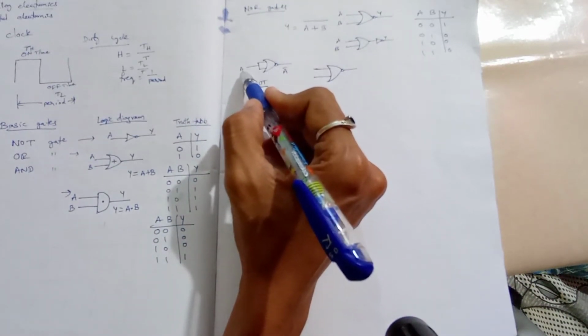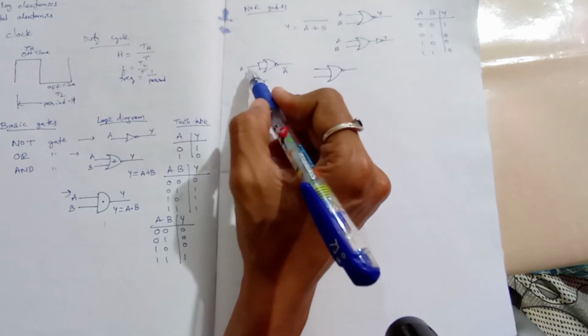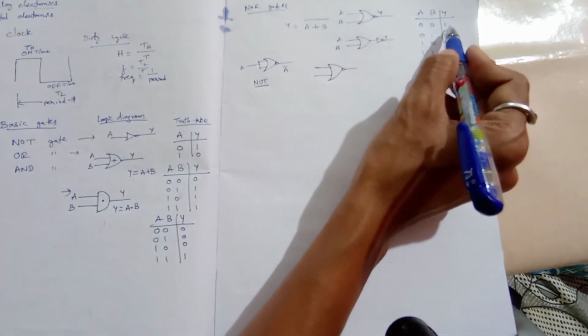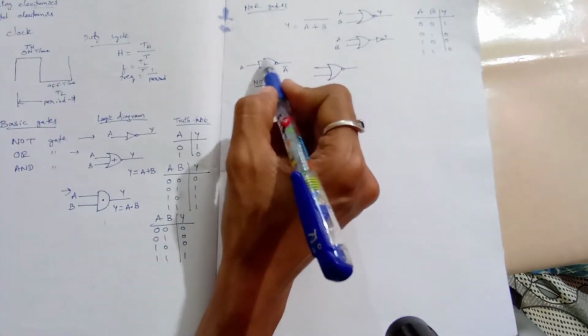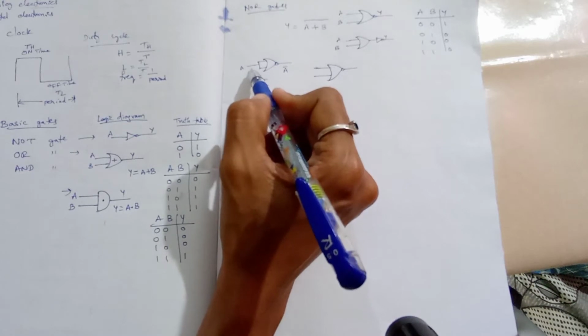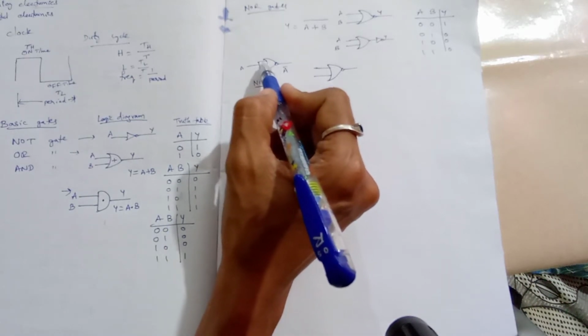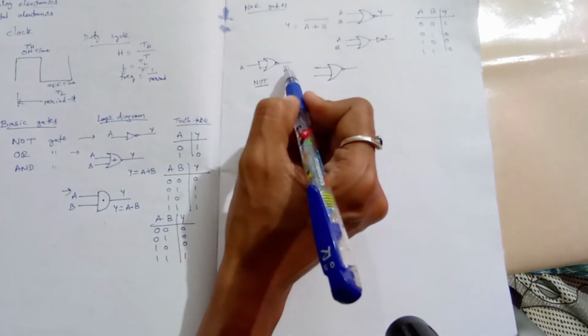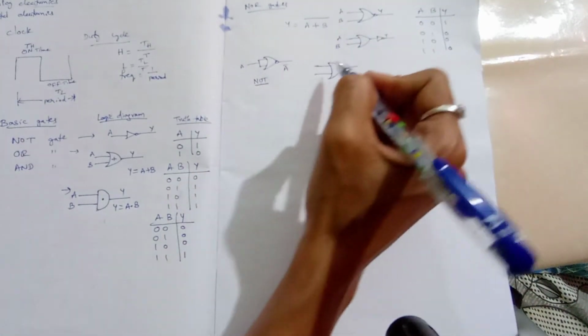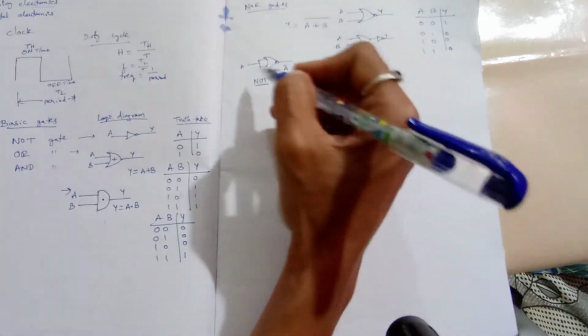When you give 0, one input, that means both are 0, so the output will be 1. A for both inputs, so it becomes 1. When you give 0, 1, and when you give 1, that means both inputs are high, automatically the output is 0. Okay, how to check the values.